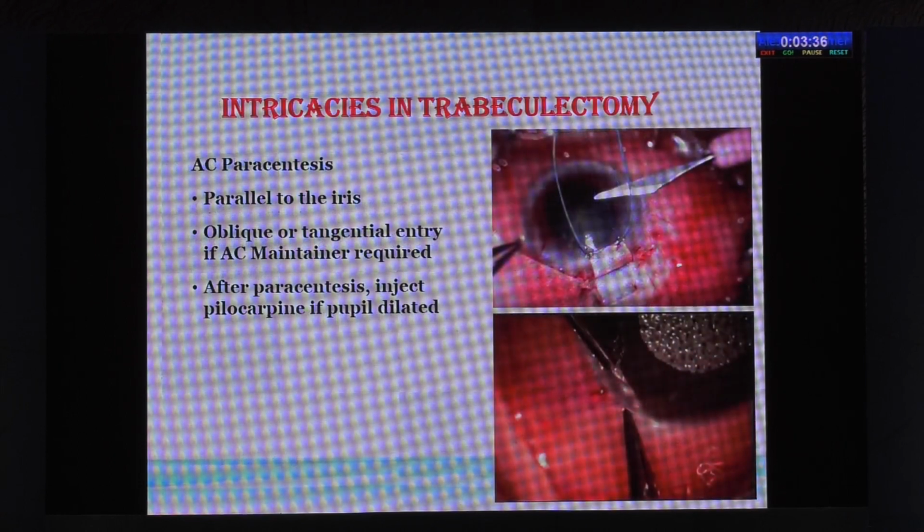And then is the anterior paracentesis. While doing a paracentesis, remember it is not like a cataract surgeon. We do not go directly towards the lens, especially if it is a phakic eye. Your direction should be away from the lens and parallel to the plane of the iris. And if you're planning to place an AC maintainer, then obviously you can go tangential, like this photograph has shown.